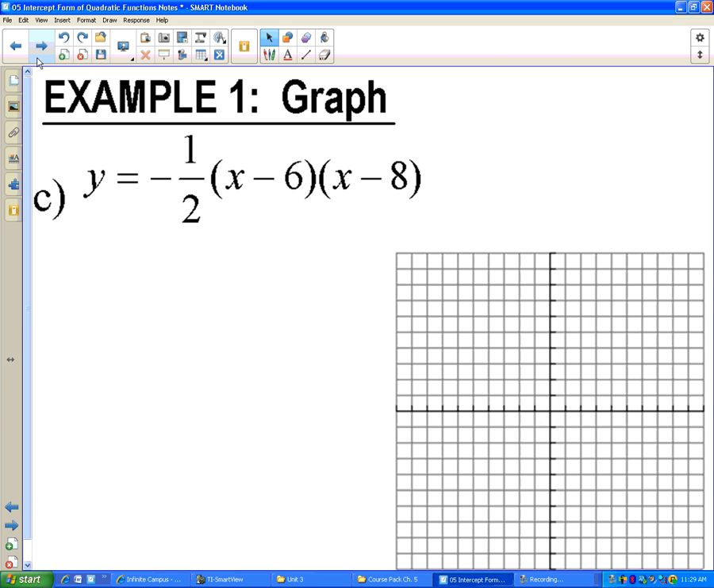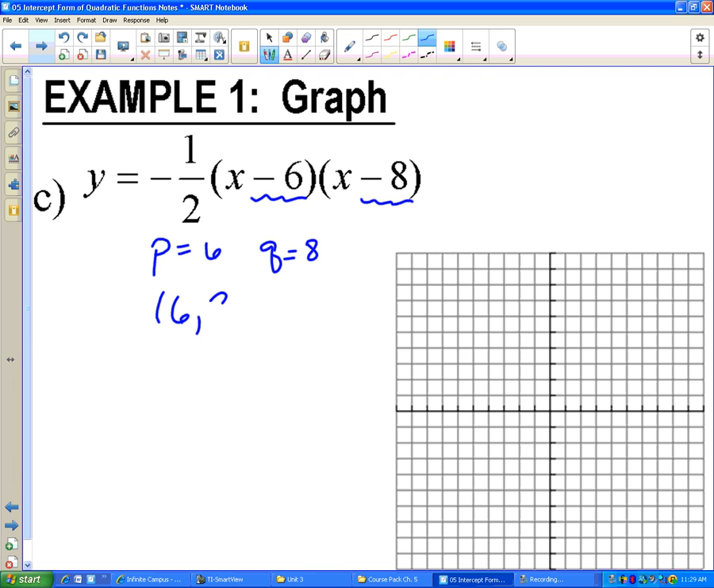Let's do another graph. This is letter C. y equals negative 1/2 times (x minus 6) times (x minus 8). Again, P is the opposite of this, which is 6. Q is the opposite of this, so that's 8. So I have 6, 8. That's a lie. 6, 0 and 8, 0. There's 6, 0 and 8, 0. This is facing down. Since A is negative, it's going to be wider, since the absolute value of A is between 0 and 1.